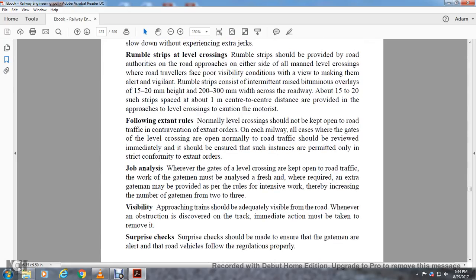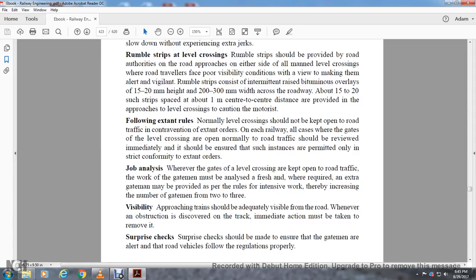Following accident rules, normally level crossing gates should not be kept open to road traffic in contravention of the extent of the orders. Normally road traffic should be reviewed immediately. Such instances are permitted only in strict conformity with the extent of the orders.